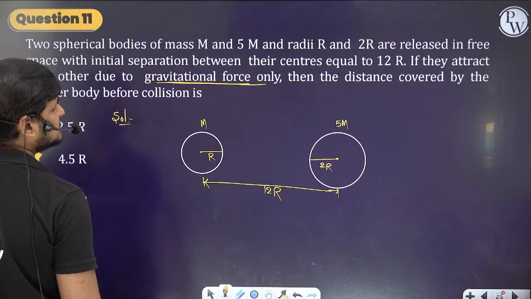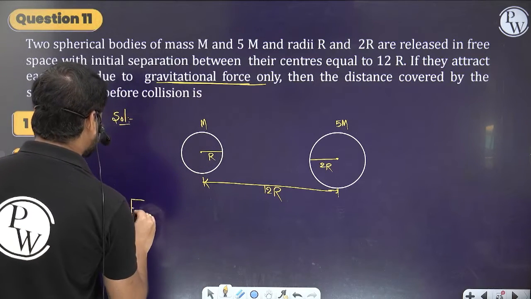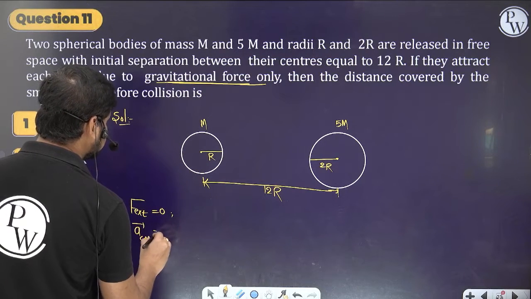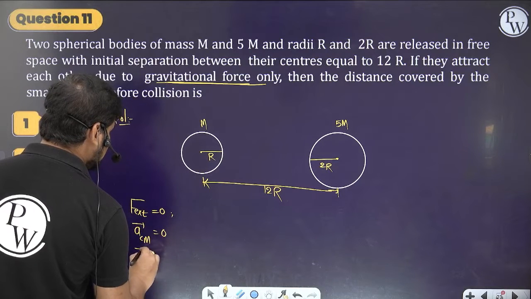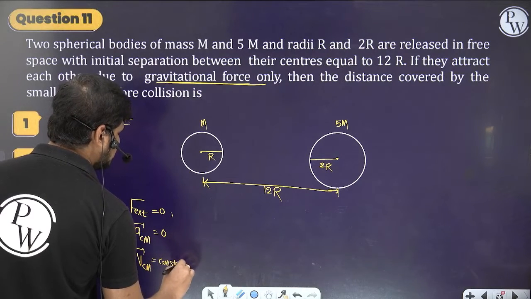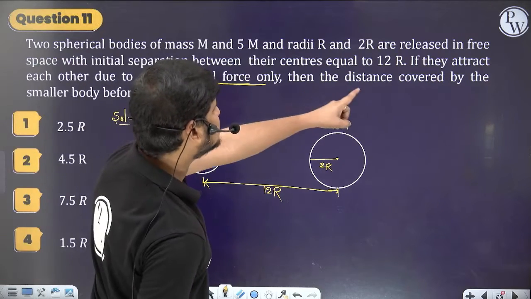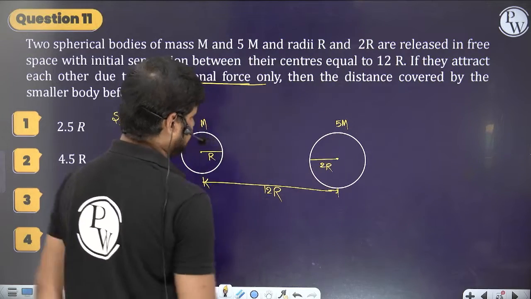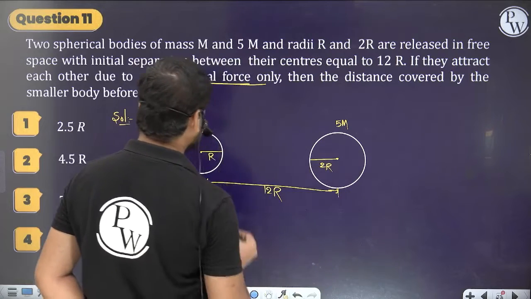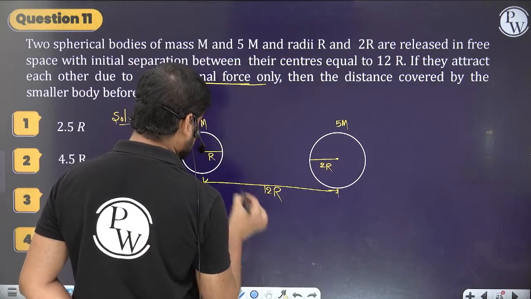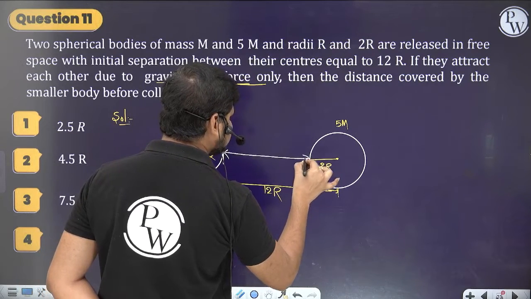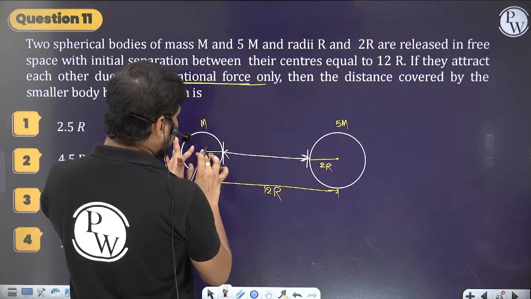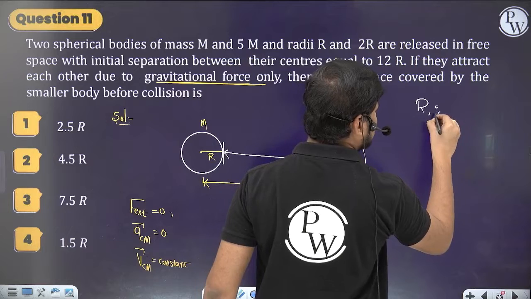So if they attract each other due to gravitational force, that means the F external acting on the body is zero. Then we can say that the acceleration of the center of mass is zero and the velocity of the center of mass is going to be constant. Now, the distance covered by the smaller body before collision: how much distance will the smaller body cover? Before collision, to collide means their surfaces will collide. What is the total distance between their surfaces? The original distance is given between center to center.